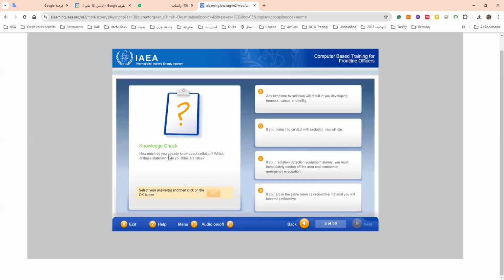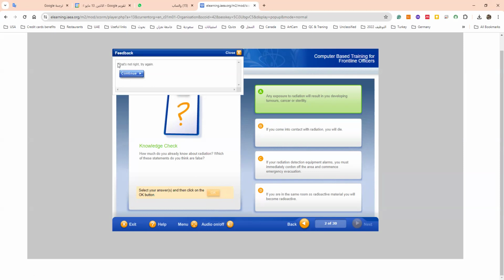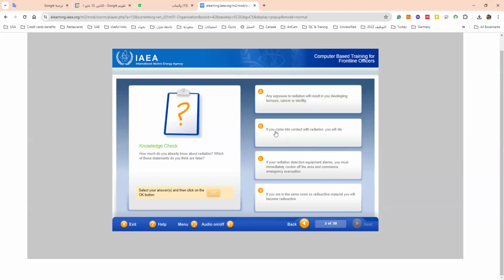Knowledge check. How much do you already know about radiation, and which of these statements do you think are false? Any exposure to radiation will result in your developing tumor, cancer, or sterility. If we select A and check our answer, it is not right. Try again, and you can select B.